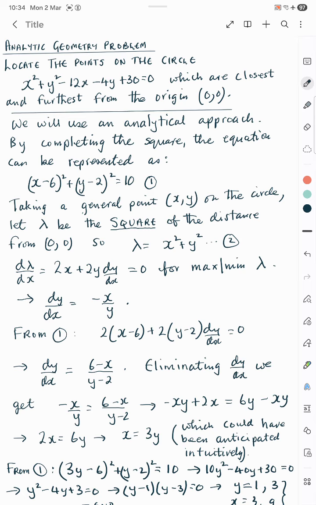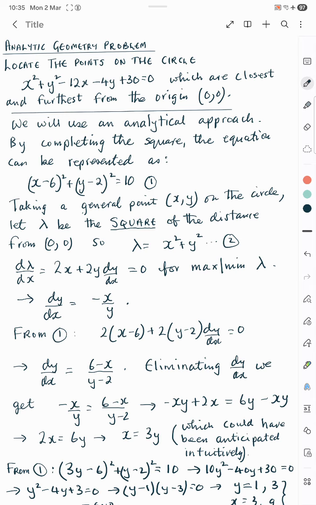Going back to equation 1, we're going to get another expression for dy dx by differentiating again, and that will give us 2(x minus 6) plus 2(y minus 2) dy dx is 0, and from that we can easily deduce that dy dx equals (6 minus x) over (y minus 2).